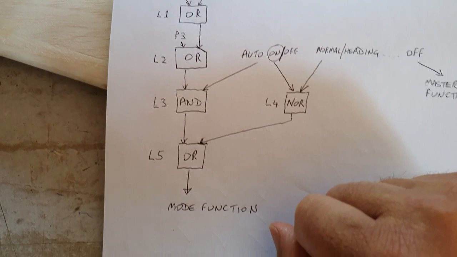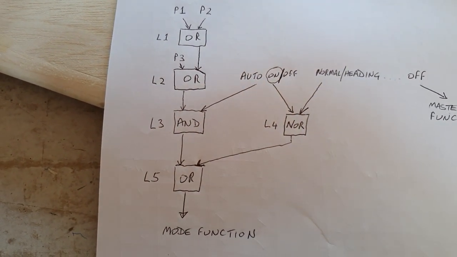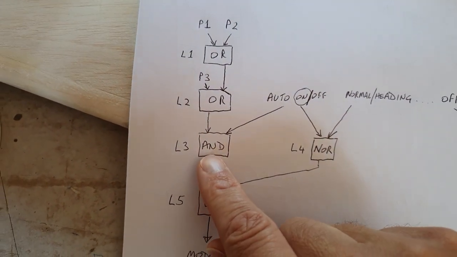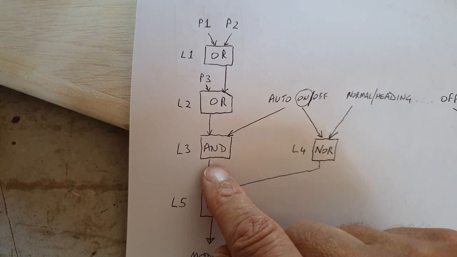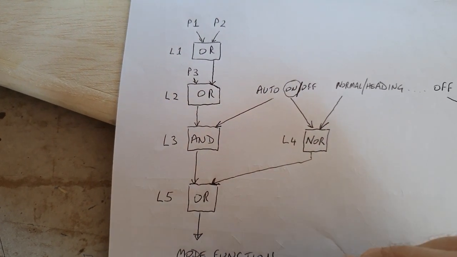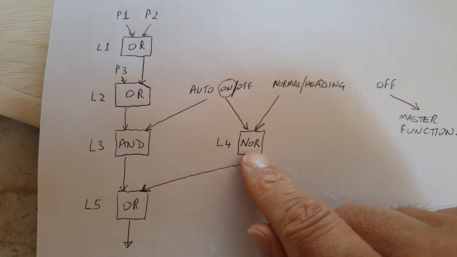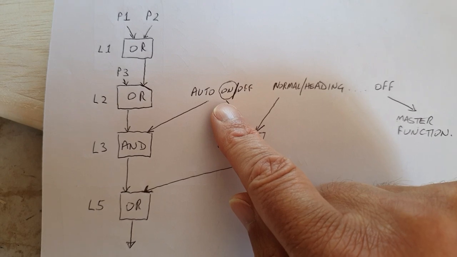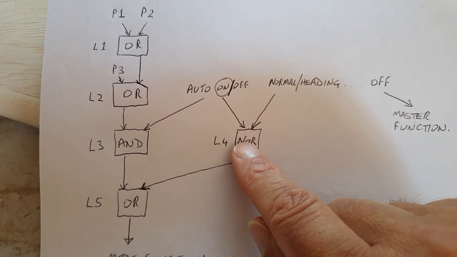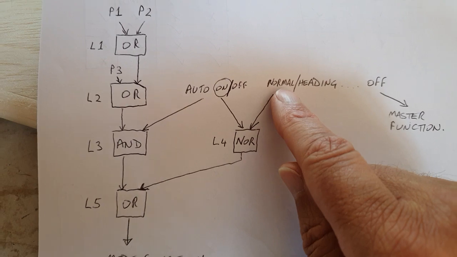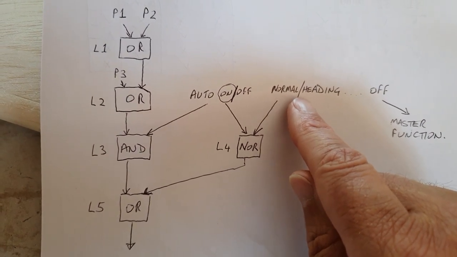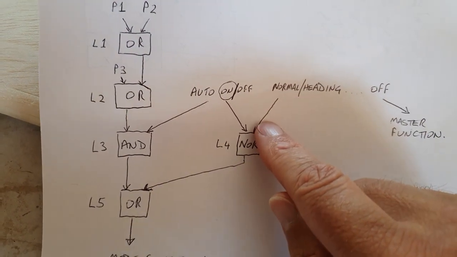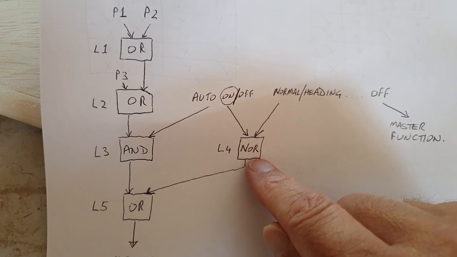But we need some way of being able to select the normal or heading modes without it interfering with this when we have the automatic mode switching switched on. So we do this with logic switch 4, where the 2 inputs are, once again, the automatic on-off switch, again in its on position into the gate, and the normal heading switch, which is a 3-position switch, going with normal, heading and off. Normal heading forms the other position into the switch.